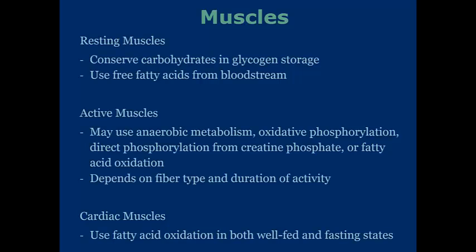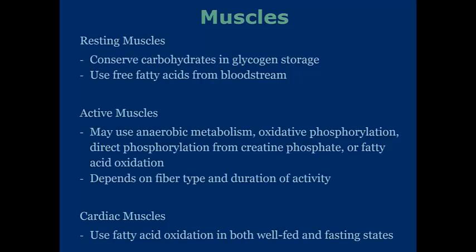Resting muscles will conserve carbohydrates in glycogen stores, and they'll use free fatty acids from the bloodstream as well. Active muscles, however, will possibly use anaerobic metabolism, oxidative phosphorylation, direct phosphorylation from creatine phosphate, an energy reserve, or fatty acid oxidation. This will depend on the fiber type and the duration of activity. If you remember, there's fast twitch and slow twitch muscles, and it just depends on whether you need a quick burst or something more long term.